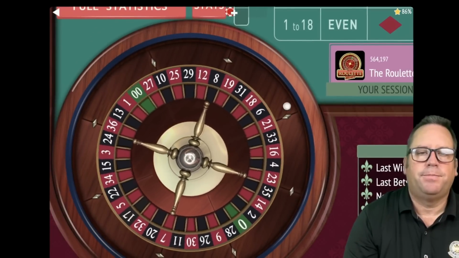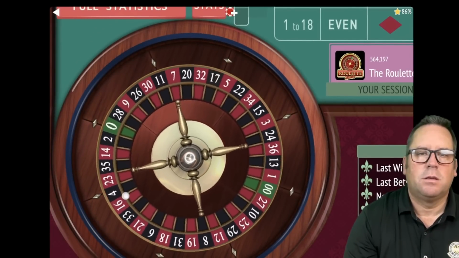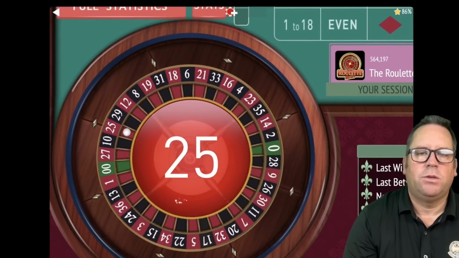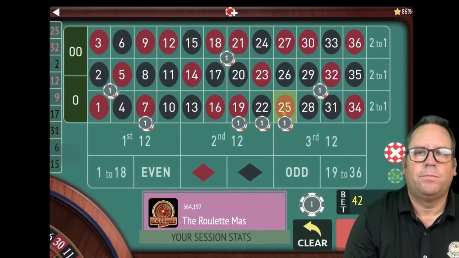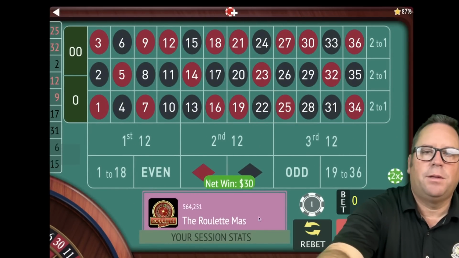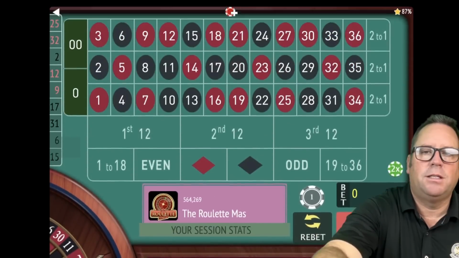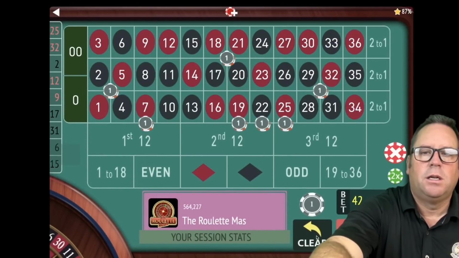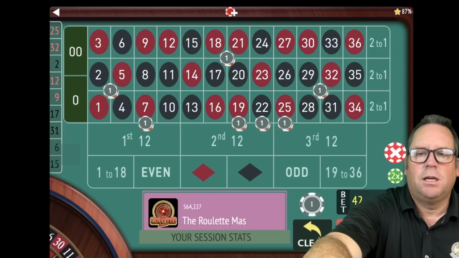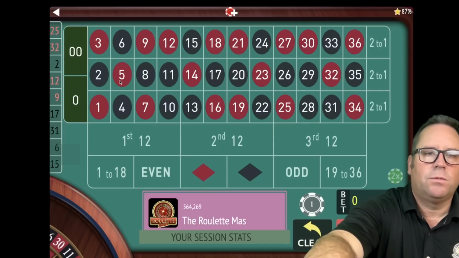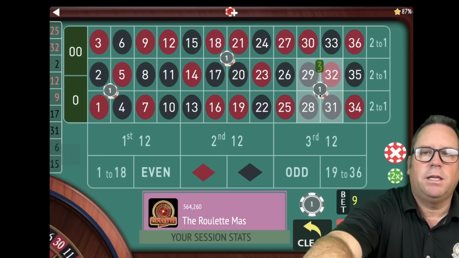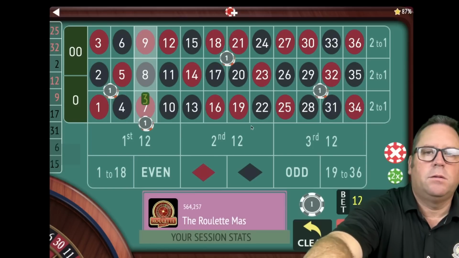Here we go. That's a 25 red. There's our street, I believe, right there. We're up $171. And, yep, that was the 25. So let's go ahead now and go back to where we started at 21. Again, $3 on each. That's why the streets pay more. And here we go.